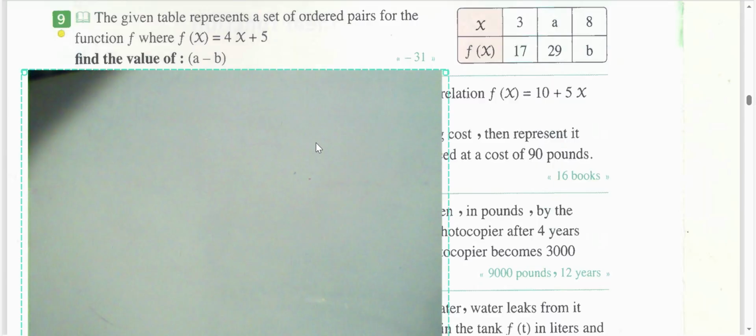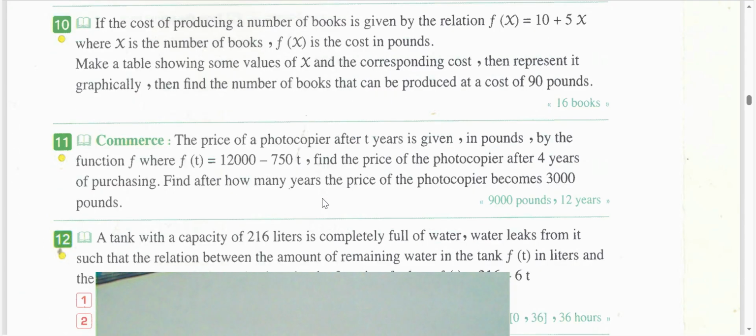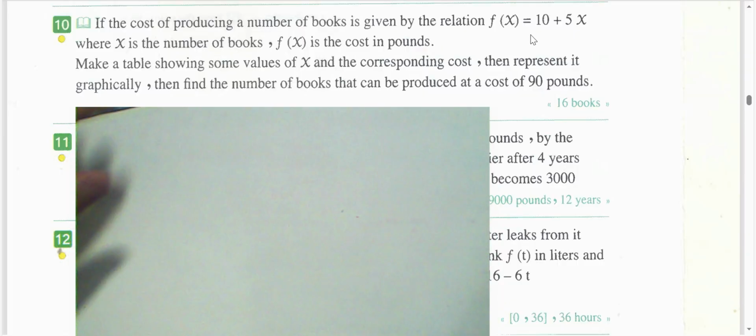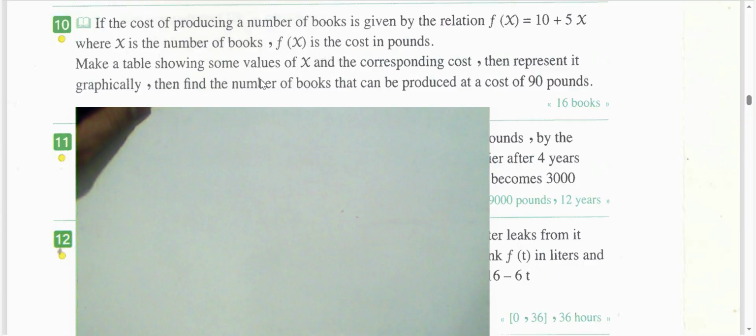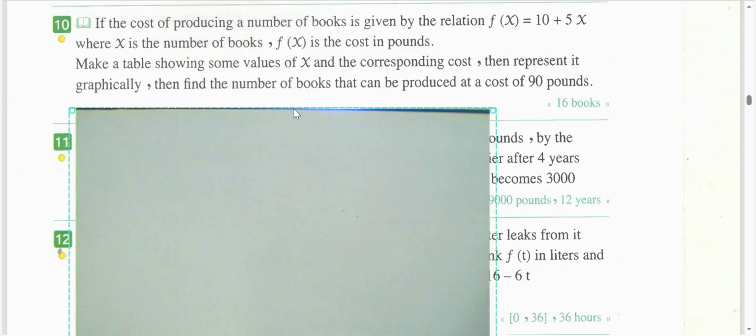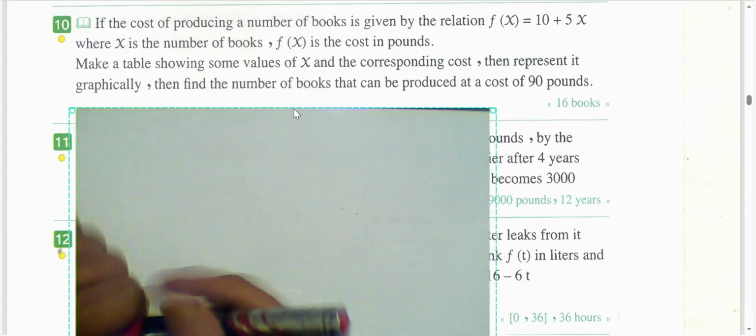Next question, number 10. The cost of producing a number of boxes is given by the relation f of x equal 10 plus 5x. X is the number of boxes. F of x is the cost in pounds. Make a table showing some values of x and the corresponding cost, represent it graphically, and find the number of boxes that can be produced for 90 pounds. Okay, we can draw first a table here. Write in this table the relation between x and y. X here is the number of boxes and y is the cost in pounds. Okay, I will draw the table here.